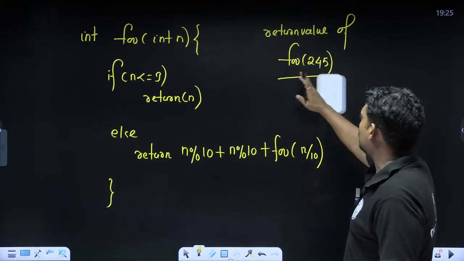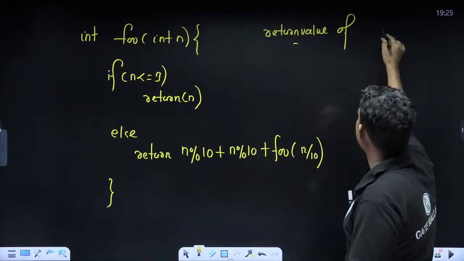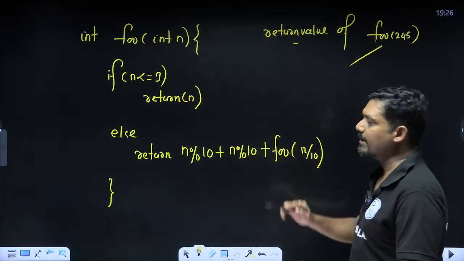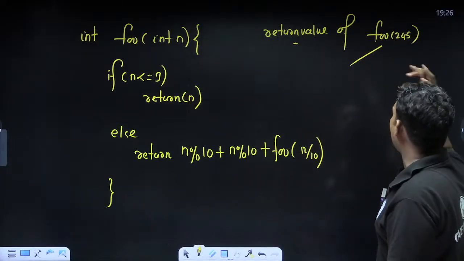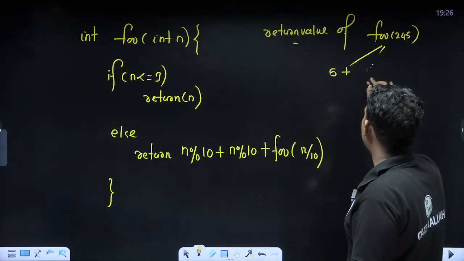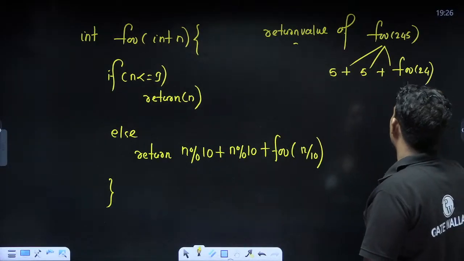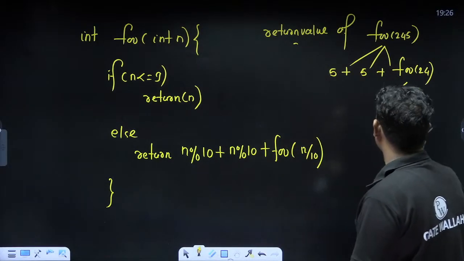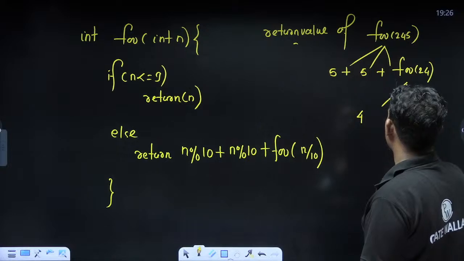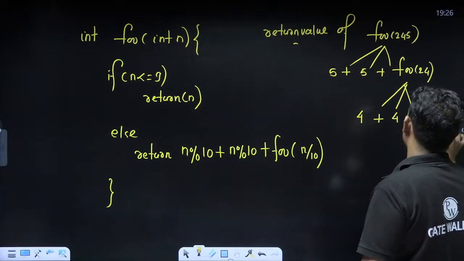So now if you call foo(245), is 245 less than or equal to 9? Not correct. So now we get 2 times n modulo 10. 245 modulo 10 will be 5, plus again 5, and then plus foo(24). Now for 24, is 24 less than or equal to 9? Nope. So 24 modulo 10 is 4, plus again 4, and this time foo will be called with the value 2.